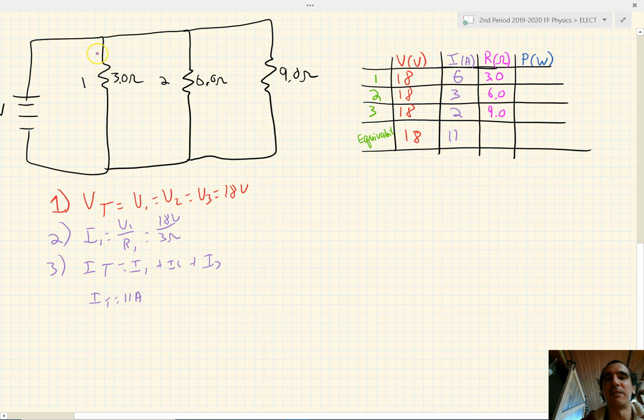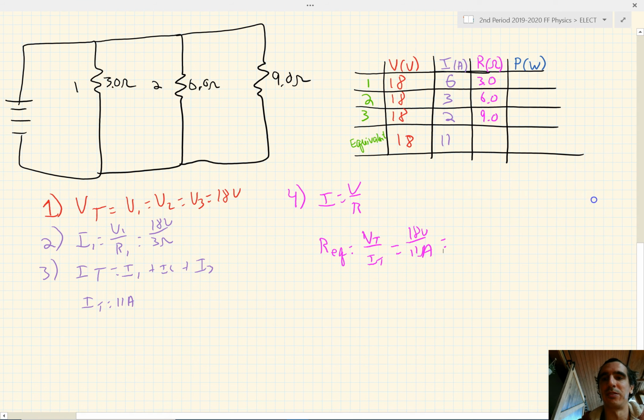Okay, now we can see that we've got the equivalent resistance left to find. And we have a few ways of doing this. So I'll show you the easy way first. We could go back to Ohm's law. I is equal to V over R. If we isolate R, we get Req is equal to V total over I total. So that's 18 volts over 11 amps. And we do the math, and that gives us approximately 1.6 ohms.